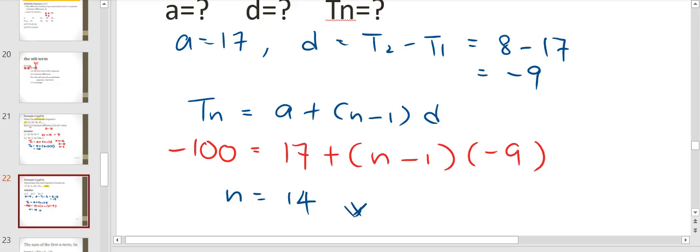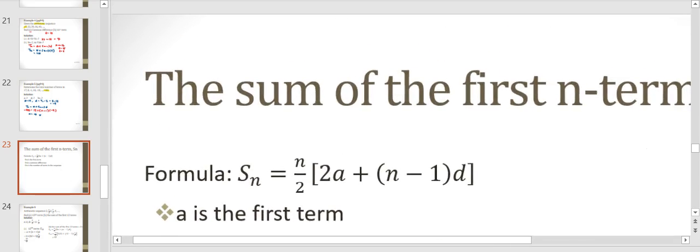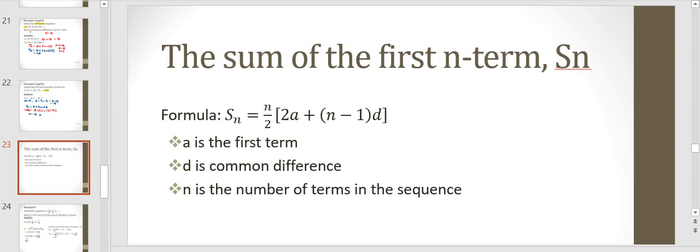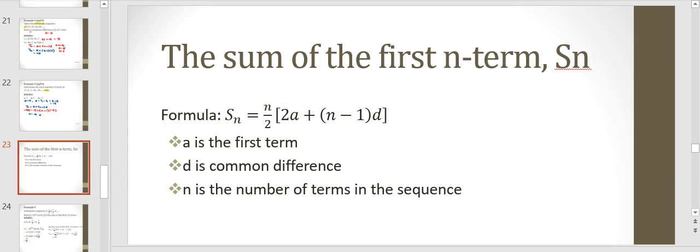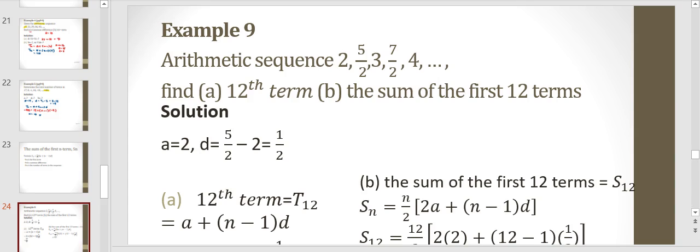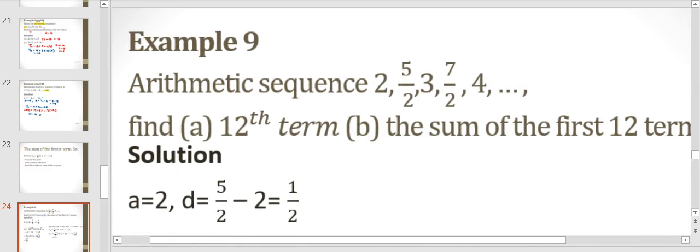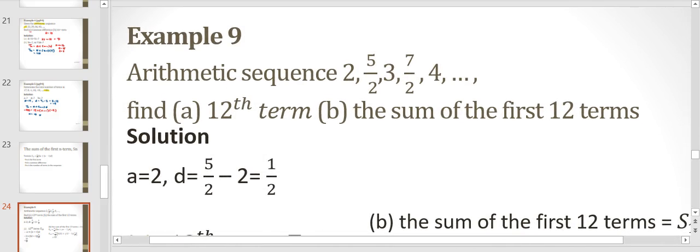Let's proceed. So far so good, right? Now, the sum of the first terms. This is another formula that is a must for you to remember. Let's look into one of the examples. Arithmetic sequence, they gave you already. Find the 12th term and the sum of the 12 terms.